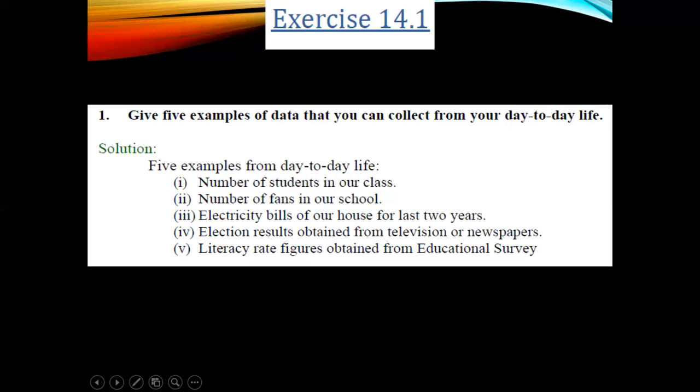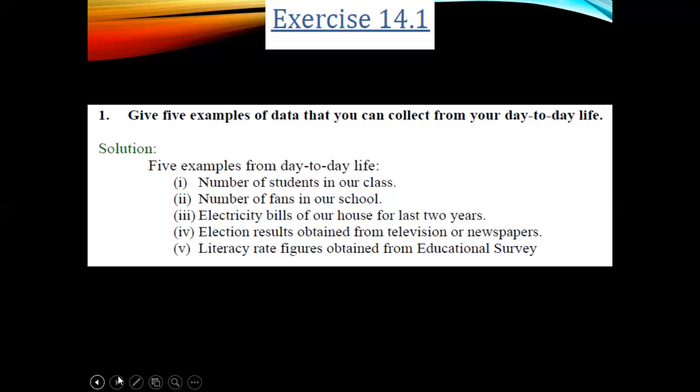It could be the election results that you observe on the television or that you read in the newspapers. It's again a data. It could be the literacy rate figures that are obtained from an educational survey. Yes. So you may quote a few more examples, but I believe we all accept and agree to the fact that the 5 examples that are stated over here are all examples of the data that we can collect from our day-to-day life. I hope everyone is clear with the first question.